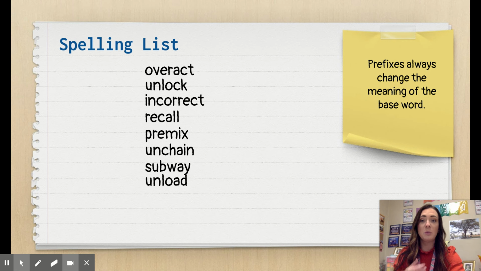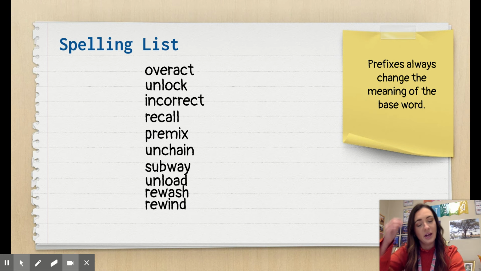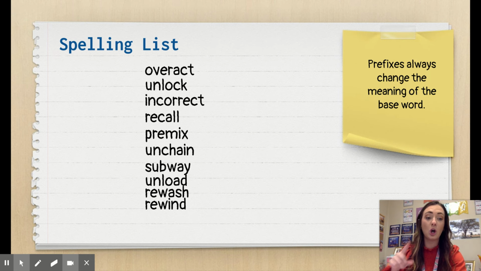Unload, if you help your mom unload the groceries from your car, you're taking them out. You're not loading them in, you're unloading them. Rewash, washing something again. Rewind, you guys might not know what rewind means because you didn't have VHS tapes like we did back in the day, but you had to rewind your movies, which means go back to the beginning before you could watch them again.